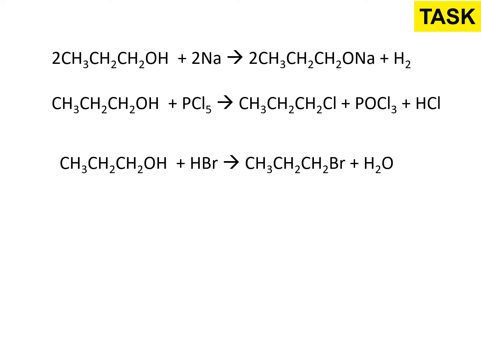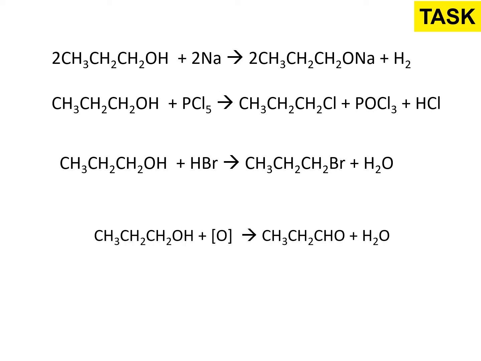And finally, when we use hydrogen bromide, we are substituting the OH group for the Br to make bromopropane. When we oxidize propan-1-ol, because it is a primary alcohol, we can oxidize it first to the aldehyde, and we can oxidize the aldehyde to the acid.